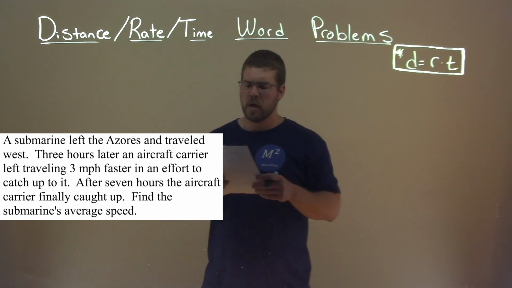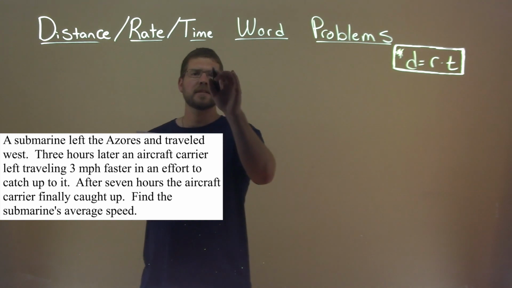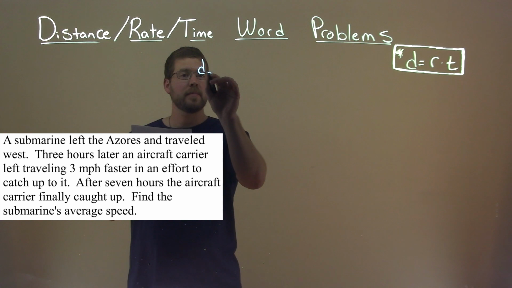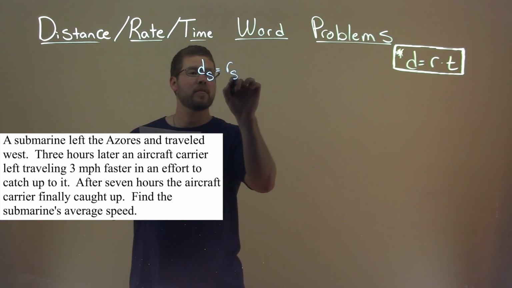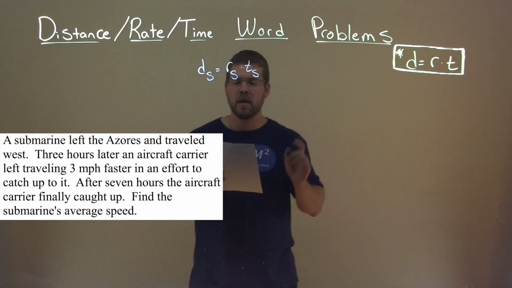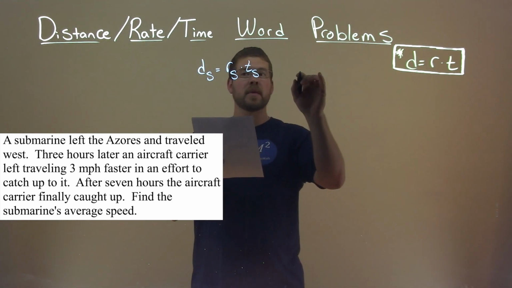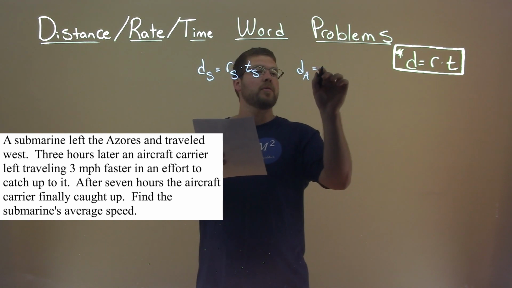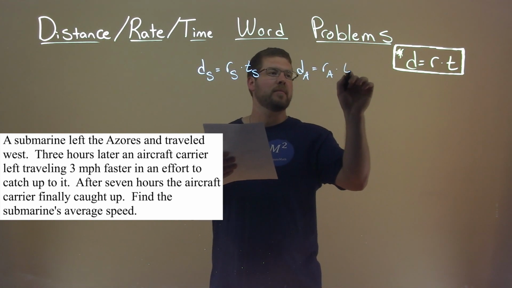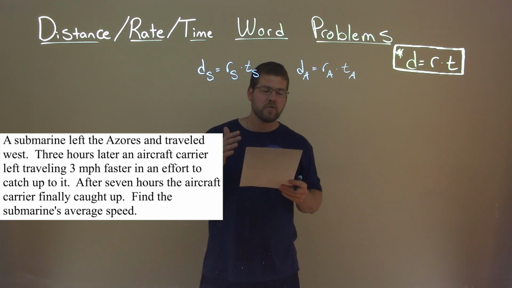Okay. Well, we know distance equals rate times time. So we're going to set this up as distance of the submarine is equal to the rate of the submarine times the time of the submarine. And the distance of the aircraft carrier is equal to the rate of the aircraft carrier times the time of the aircraft carrier. And now we're going to try to plug in what?